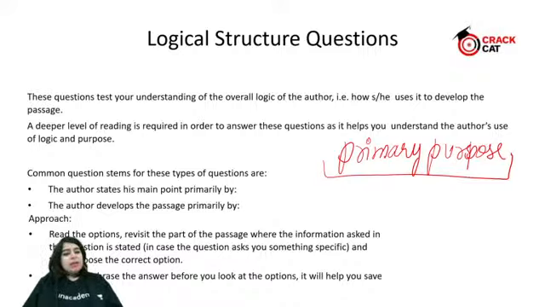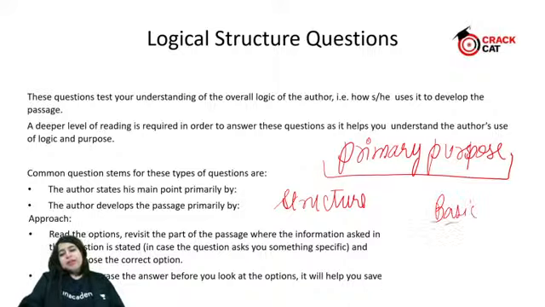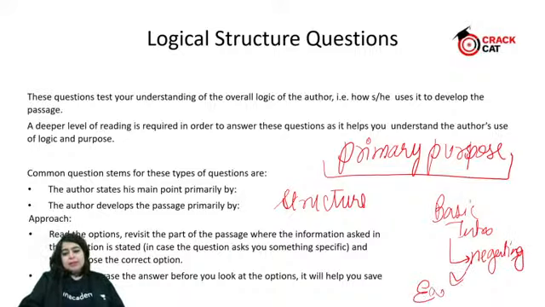The author states his main point primarily by. So how is he stating his main point? And the author develops the main passage by. So this directly questions the structure. Have you been able to identify? So for example, the author started with a basic introduction and then went on to negating his own viewpoint and then gives us some examples to illustrate his idea, and in the end mentions what all could be done, gives certain solutions.